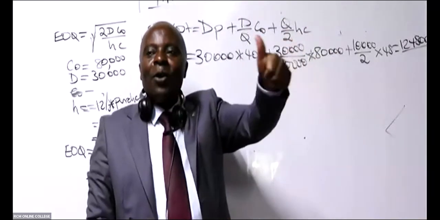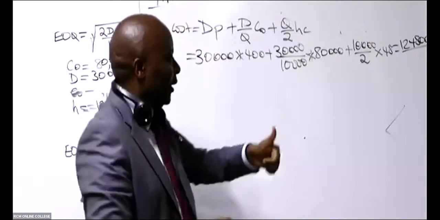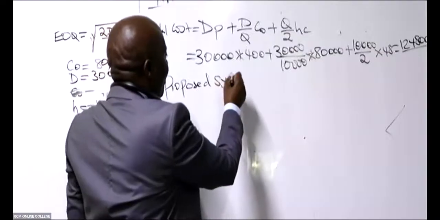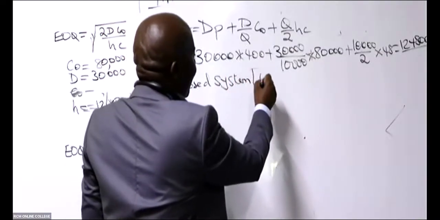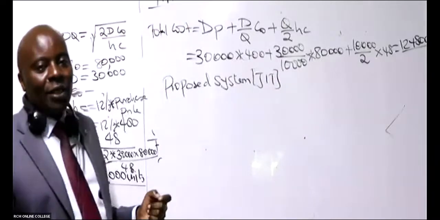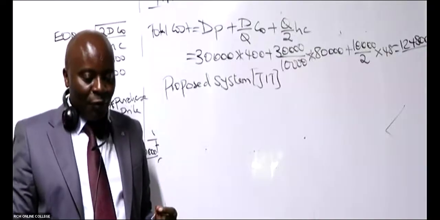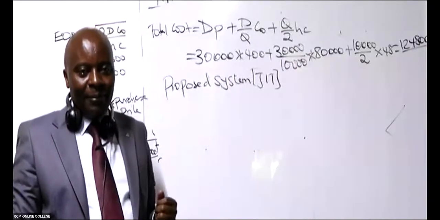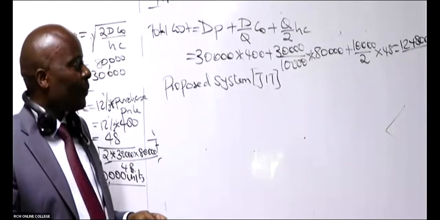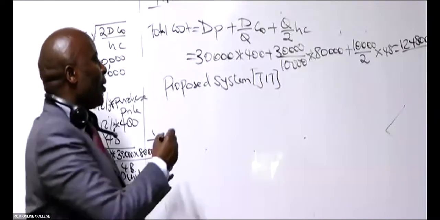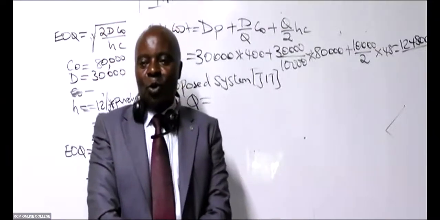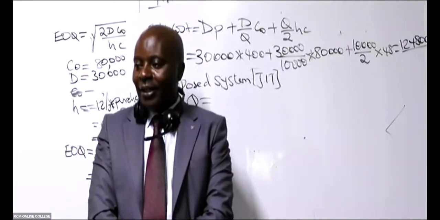Proper. And then now let's go ahead and look at the proposed system. Which system are they proposing? They're proposing the JIT, isn't it? What does this JIT stand for in full? Just in time. All right. So just in time, do we have the Q that we are procuring every now and then?